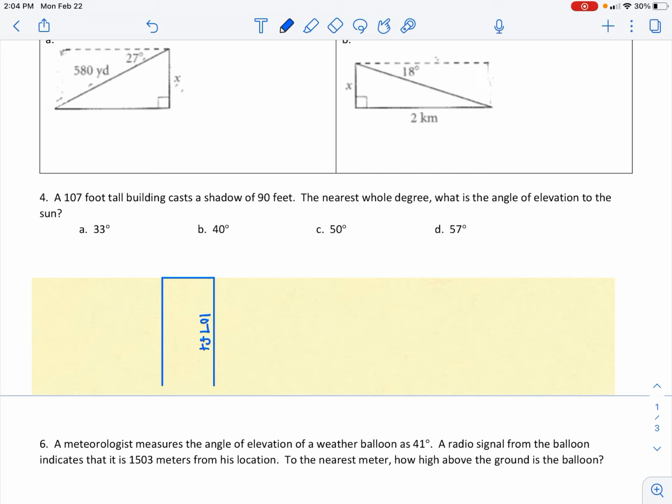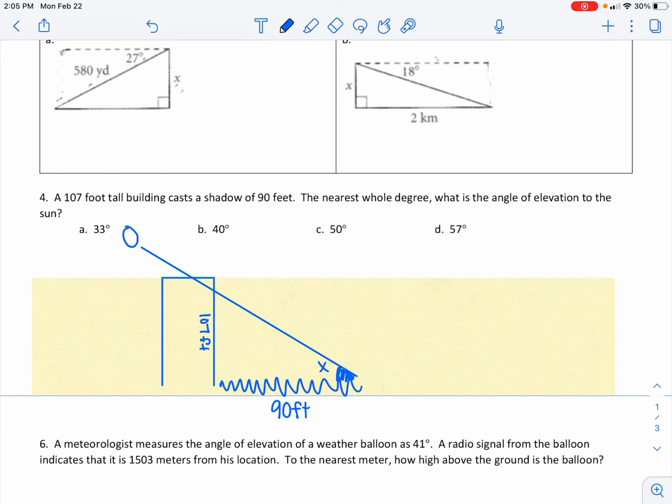Okay, it also says that it casts a shadow, let's just call that our shadow, of 90 feet. I want to know to the nearest whole degree, what is the angle of elevation to the sun? So if the sun is over here, it's kind of going to be in line with the top of that building. So what's that angle of elevation here? So we are trying to find x.